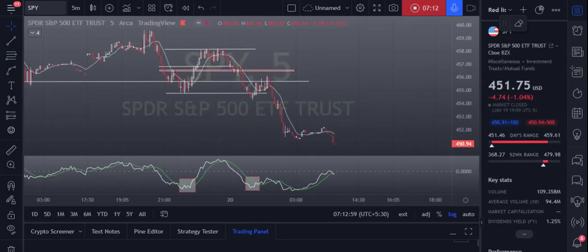I do have a video on how I set up my KST indicator. If you guys want to check out that, it is my favorite indicator. I use it for my 5 minute. I use it for my 30 minute. I use it for my 1 day. But I would not recommend using it for the 1 minute. 5 minute is my favorite. So make sure to watch that video so you know what I'm talking about on the crossing up and the crossing on the down.